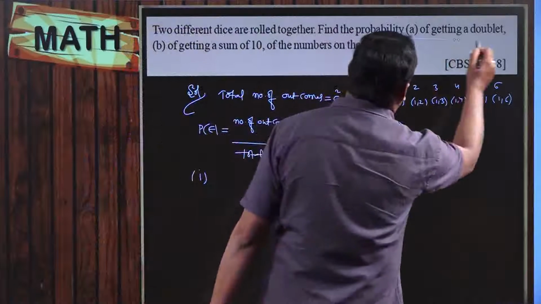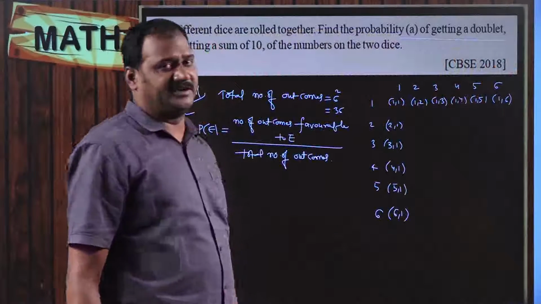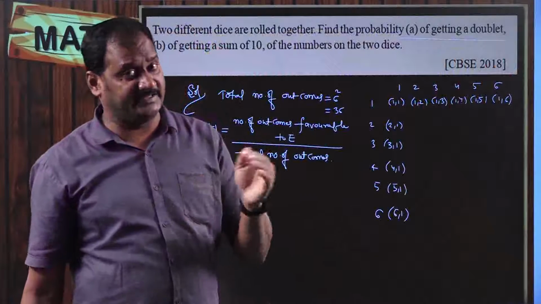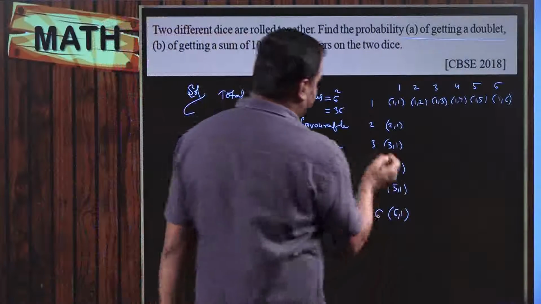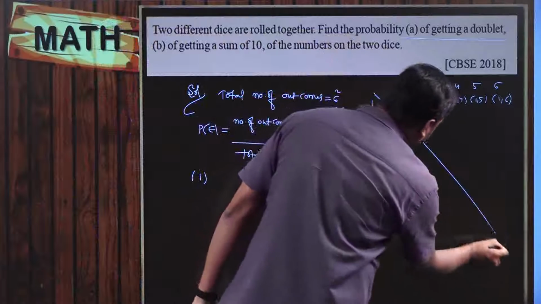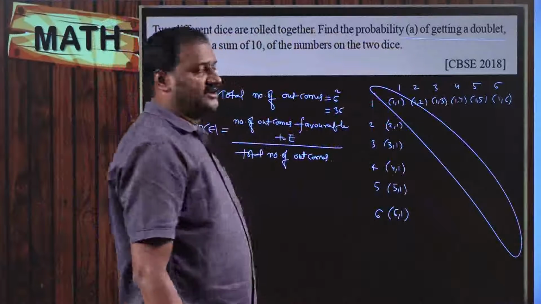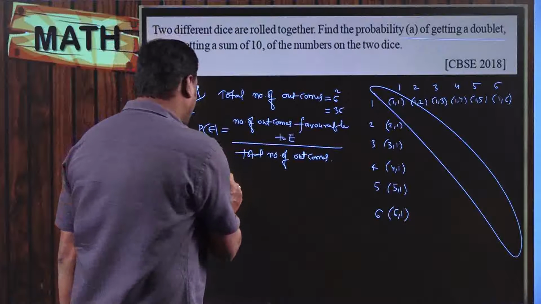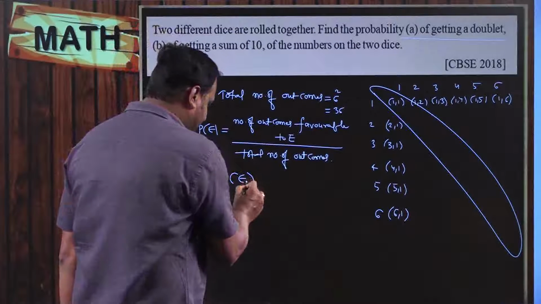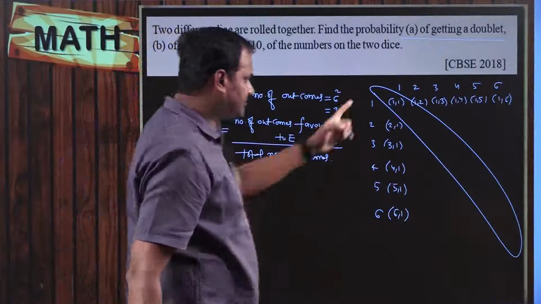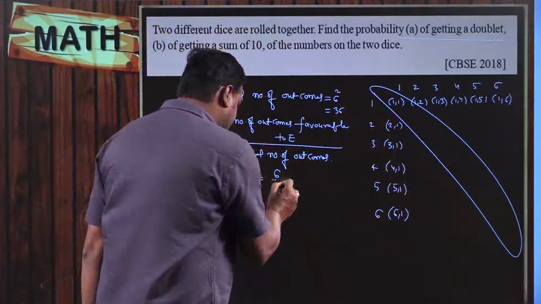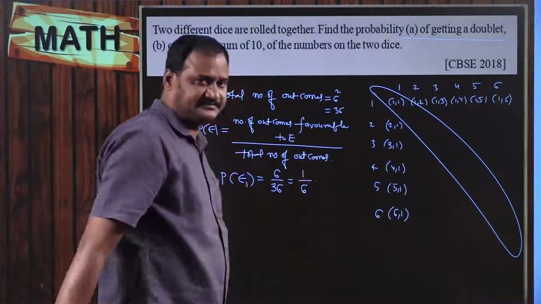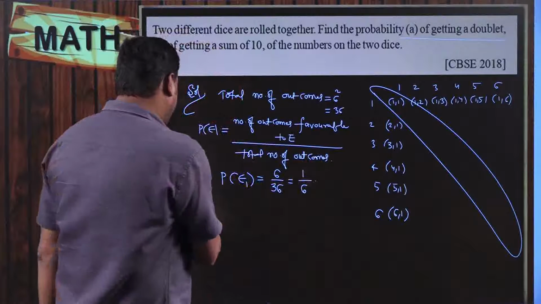Find the probability of getting a doublet. So what do you mean by doublet? 1 comma 1, 2 comma 2, 3 comma 3, 4 comma 4, 5 comma 5, 6 comma 6. They are called doublets. So doublets will be on this diagonal. There are totally 6 doublets, so according to the first problem, the probability of getting an event E1, for example, is 6 divided by the total number of outcomes 36, so 6 by 36 equals 1 by 6. As simple as that.